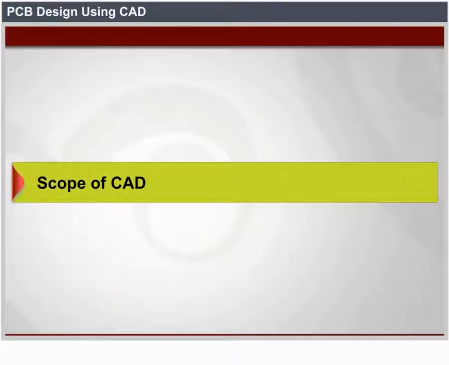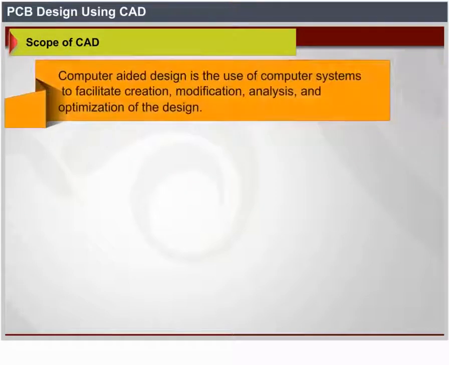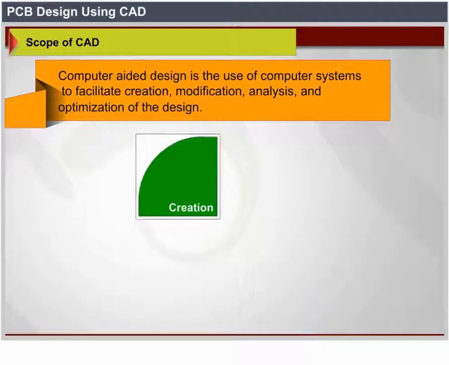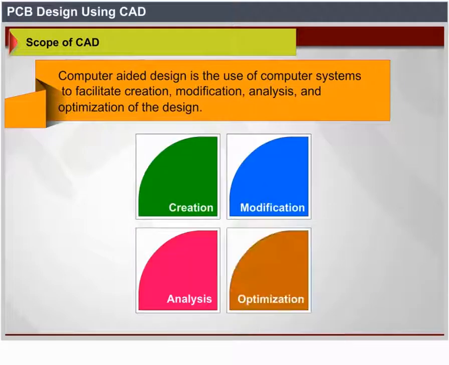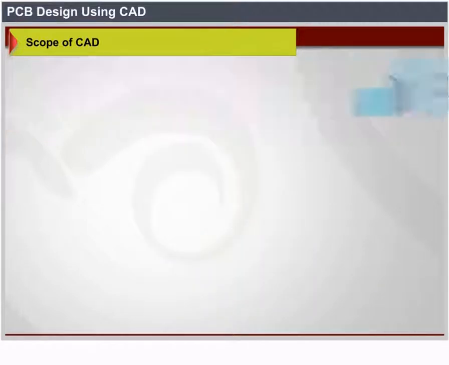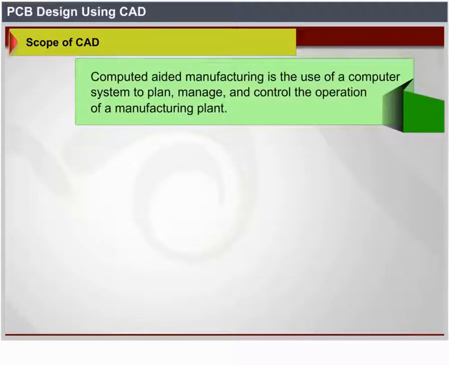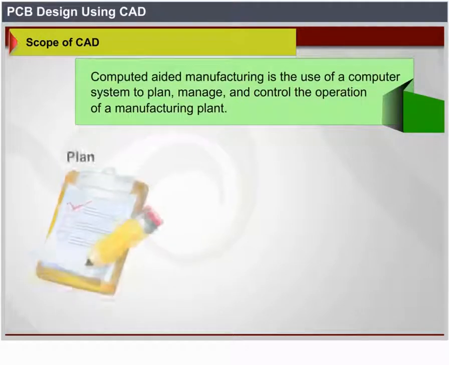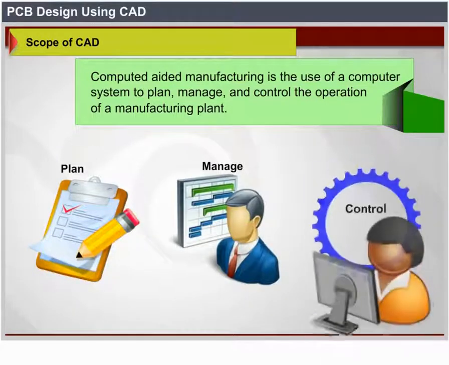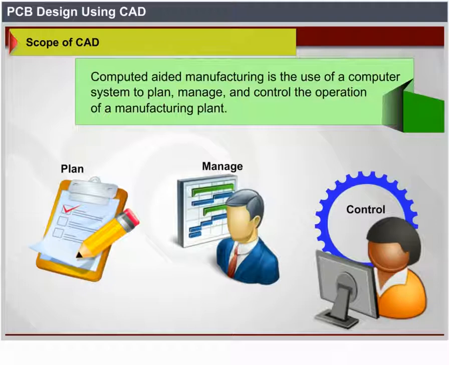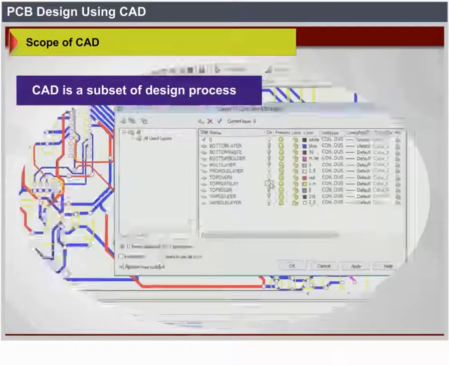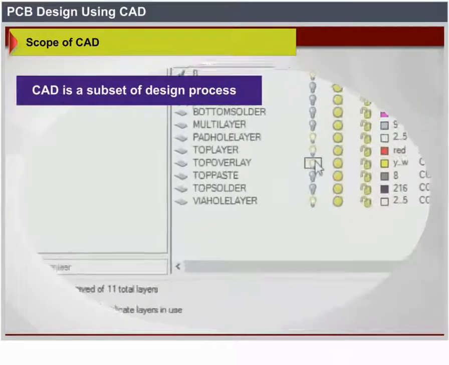Scope of CAD. Computer-aided design is the use of computer systems to facilitate creation, modification, analysis, and optimization of design. Computer system means a combination of hardware and software. Computer-aided manufacturing is the use of computer systems to plan, manage, and control the operation of a manufacturing plant. CAD is a subset of the design process.